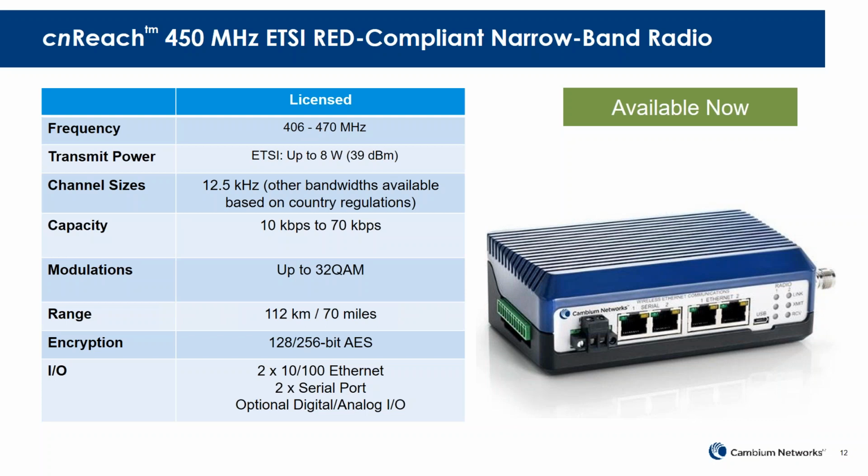We have 12.5 kilohertz. Late breaking news on this one is we also are now supporting 25 kilohertz channels on this. That's typically the 2 channel sizes that are allowed in this band. So we have both 12.5 and 25 now approved through the regulators in the European Union. Other than that, it's very similar to the rest of the cnReach portfolio: 2 serial ports, 2 Ethernet ports. All of the other features that we've talked about are certainly built into this new Oetzi Red compliant radio.